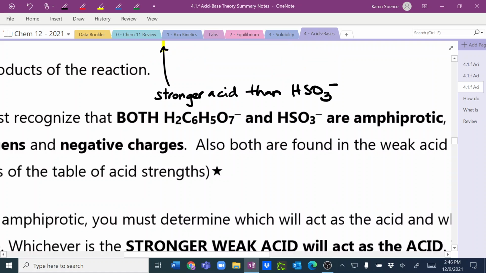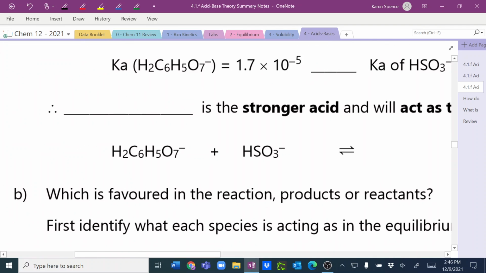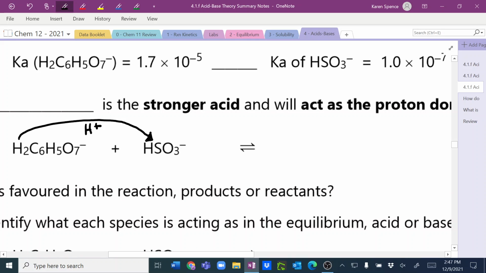H2C6H5O7 minus is going to donate. And so we can go down here and we can say this guy is going to give a proton to that guy. And that will give us then, what are we left with? Well, we've taken away one hydrogen here. So we're left with one hydrogen, C6H5O7. And we lost a positive charge, so the charge will now be 2 minus, because it was 1 minus and we lost a positive charge, so it became 2 minus.